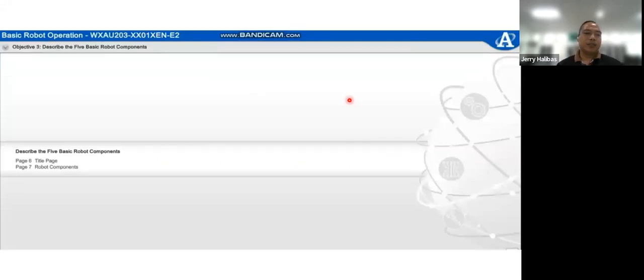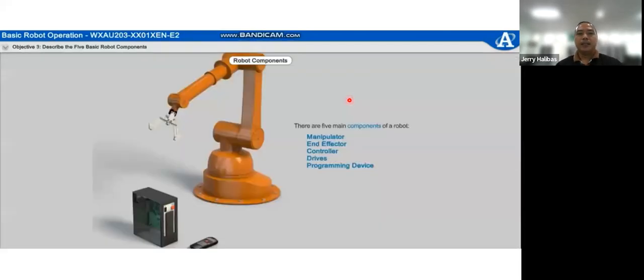So we're going to proceed to the 5 basic robot components. So there are 5 main components of a robot. The first one is the manipulator, then followed by the end effector, controller, drives, and of course, the programming device. Okay, tanaw na ta kung unsa ni.